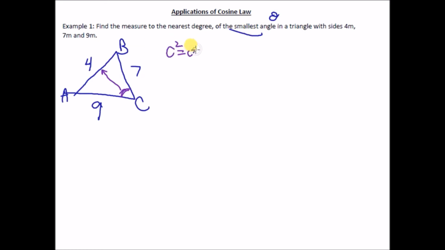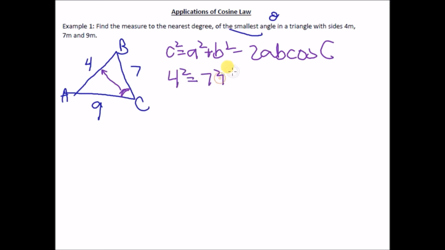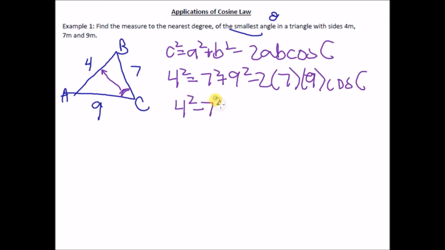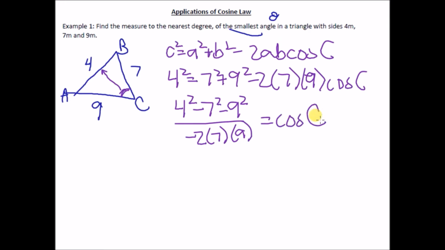Okay, C squared equals A squared plus B squared minus 2AB cos C. Now we sub everything in. 4 squared equals 7 squared plus 9 squared minus 2 times 7 times 9 cos C. And we're solving for C, so it makes sense that we are not subbing anything in for C. Okay, now we can move everything over. We'll get 4 squared minus 7 squared minus 9 squared divided by negative 2 times 7 times 9. Okay, and that's going to equal cos C.